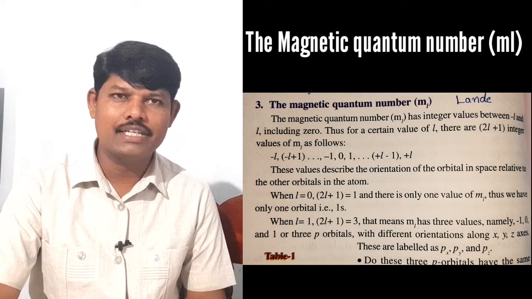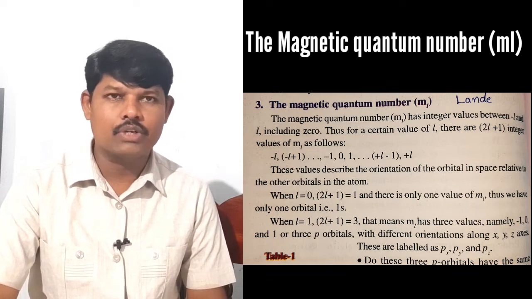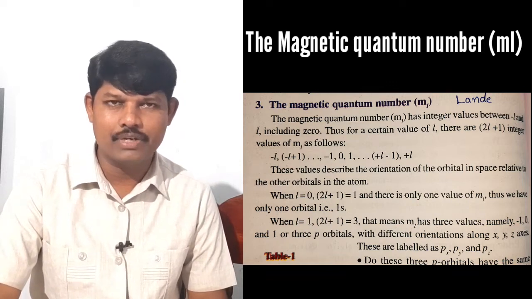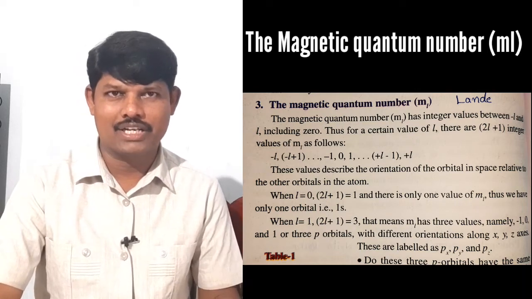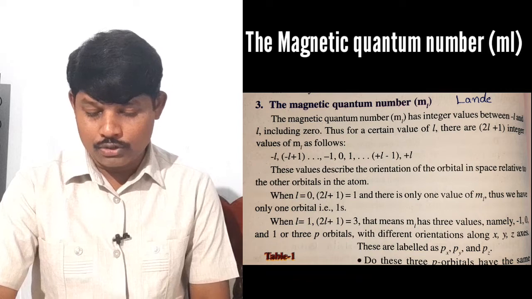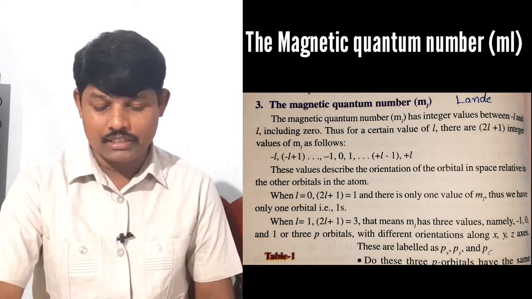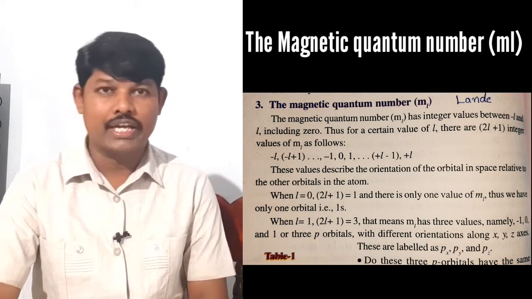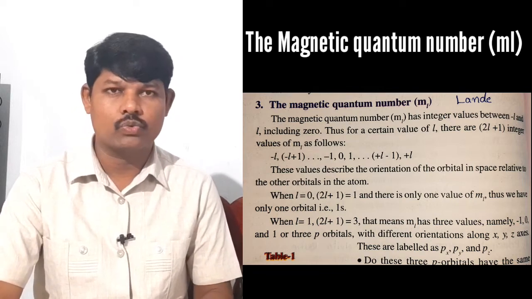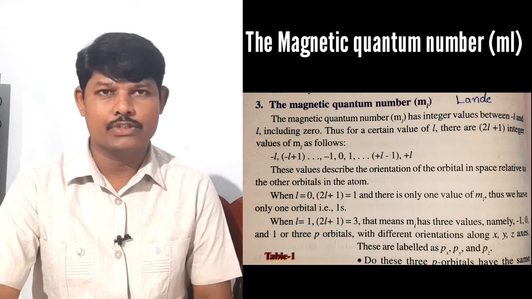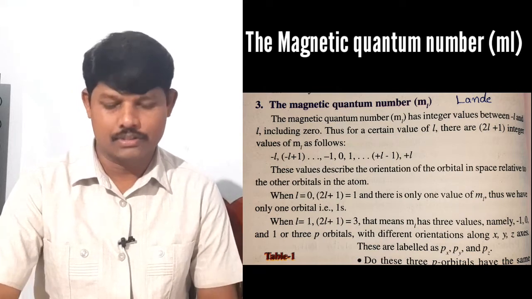And one more, L is equal to 2. L is equal to 2 means d orbital. 2L plus 1 is equal to, we will get 5. That means d orbitals are 5. These are called suborbitals. So these are all labeled as dxy, dyz, dzx, dx square minus y square and dz square. These are the 5 d orbitals.